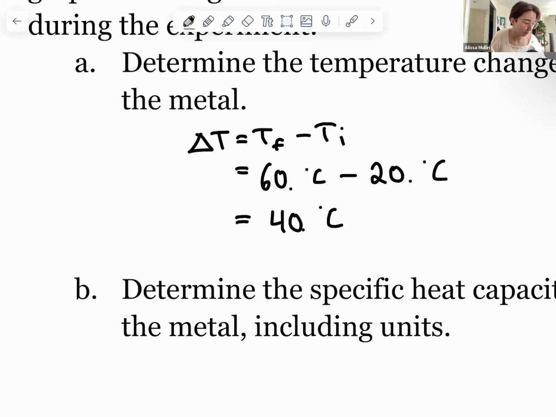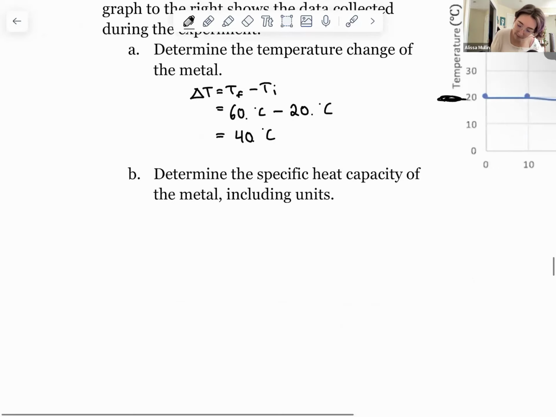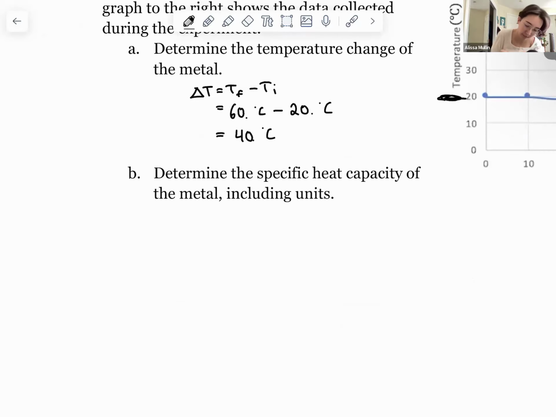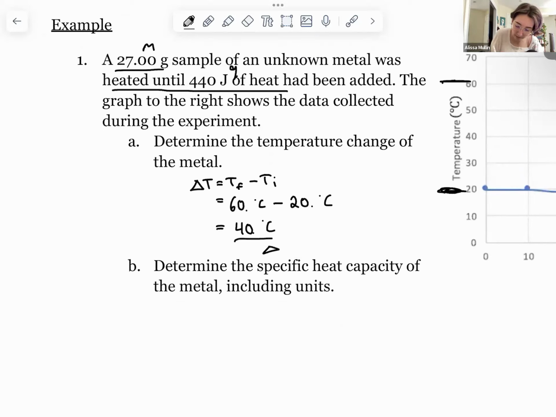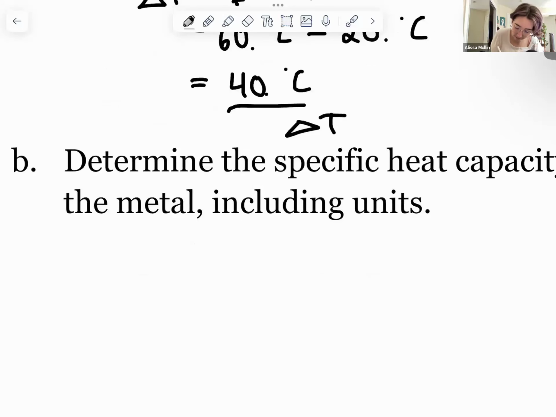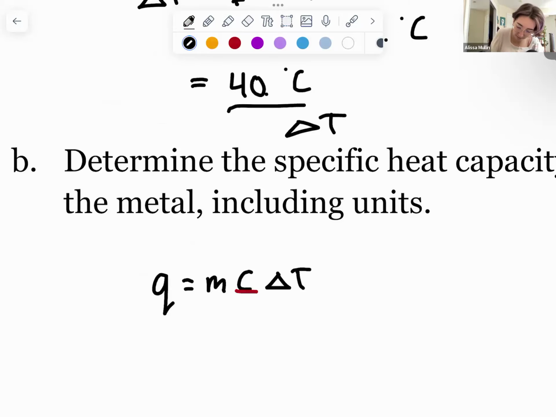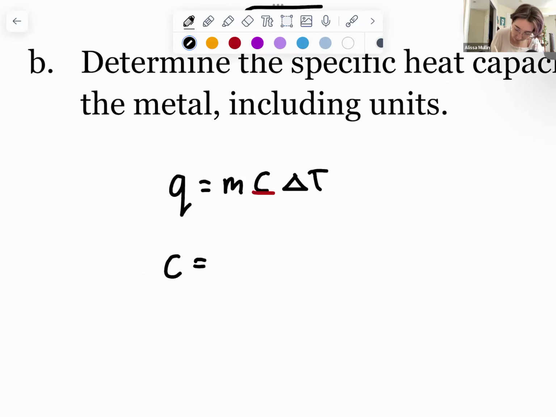And then it is asking to determine the specific heat capacity of the metal, including units. So we know that this much heat was added to our system. So that is our Q value. The heat is how much was added. That's our mass. This is my delta T. So we know that Q is equal to m c delta T. And here's my unknown.